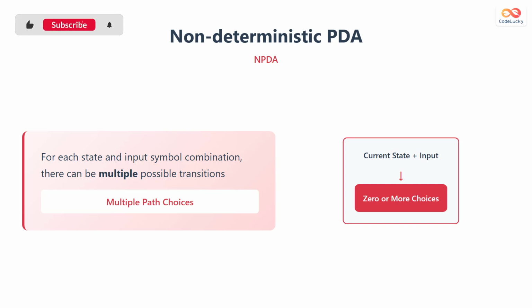Now let's define non-deterministic pushdown automata, also referred to as NPDA. For each state and input symbol combination, there can be multiple possible transitions. An NPDA offers multiple path choices, allowing it to explore different possibilities simultaneously. When an NPDA is in a current state and receives an input, it can have 0 or more choices for the next state and stack operation.